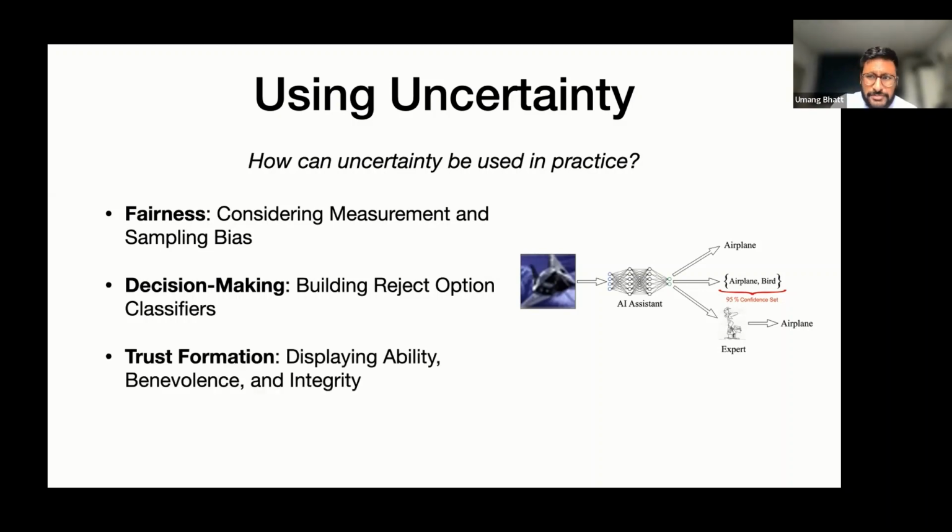On the judgment and decision-making literature and psychology side, uncertainty can also be used as a way of showing your ability as a system, knowing that your system actually behaves in the way you want it to when it has high certainty. Benevolence and integrity are other notions in psychology that are of interest as well. Providing uncertainty can help build trust with those who are interacting with these systems. And if calibrated, then you have a high integrity system. So if you are confident, I expect you to be accurate. If you're unconfident, I expect you to be inaccurate.